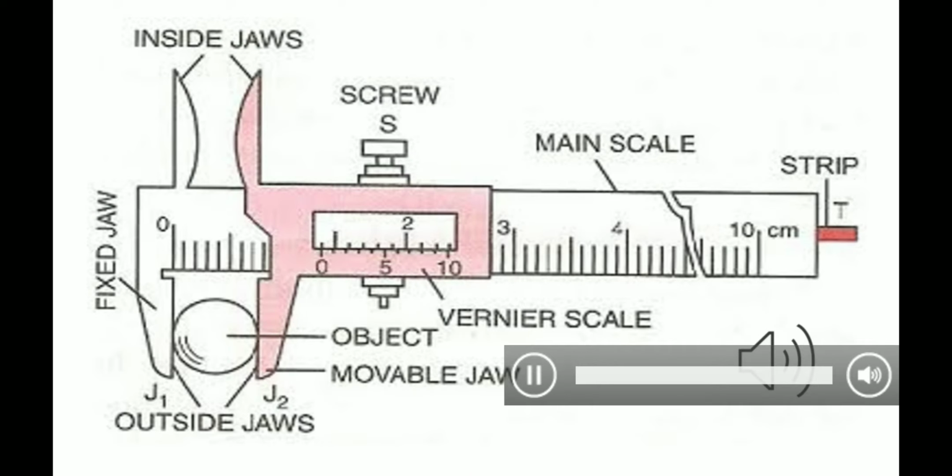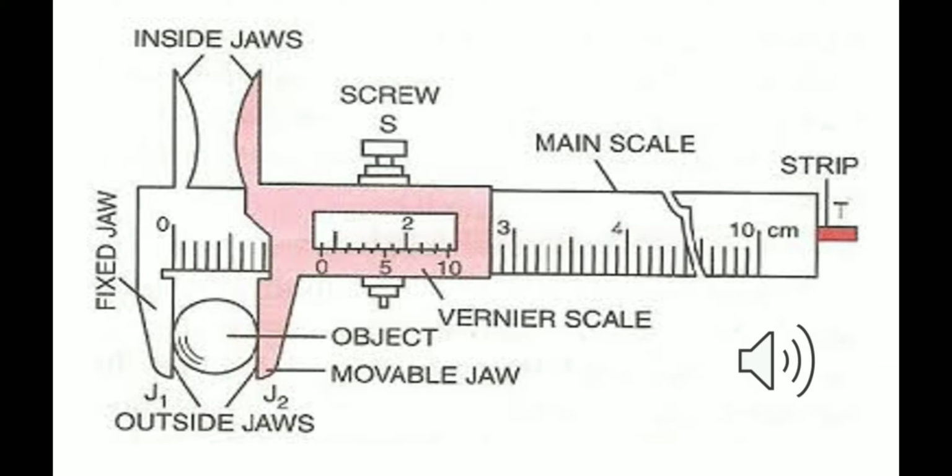So what is vernier calipers? The meaning of caliper is measuring device. And about 400 years ago, in 1631, a French mathematician, Pierre Vernier, devised a method to measure the second decimal place in length accurately. And this device was known as vernier calipers.